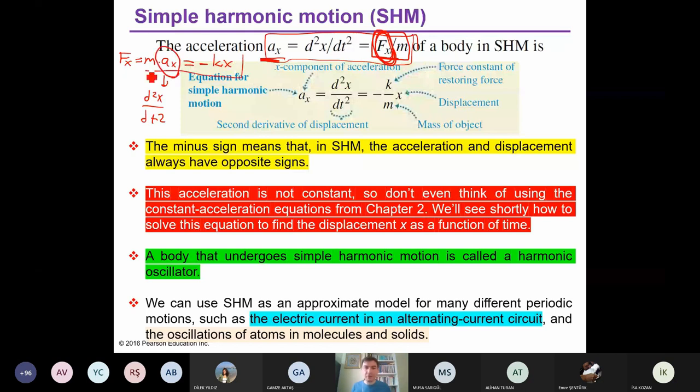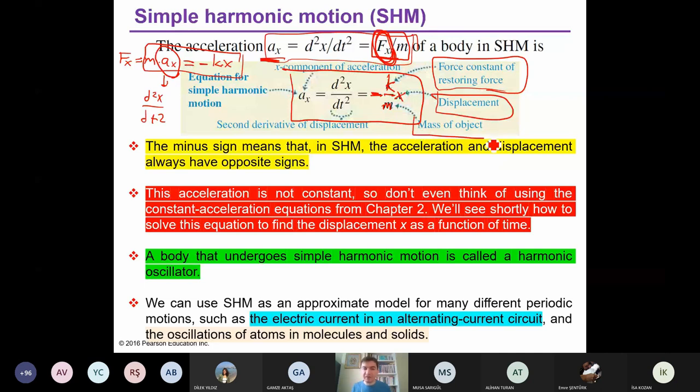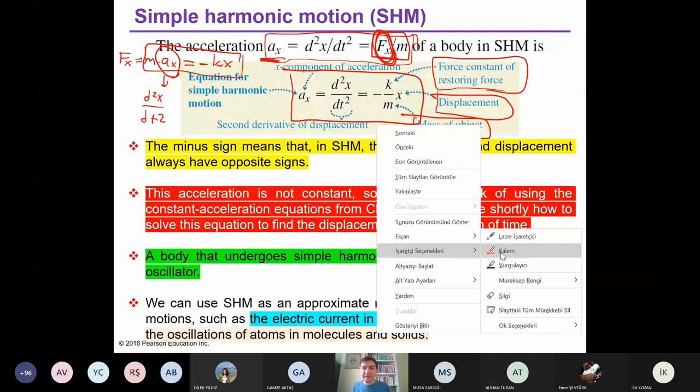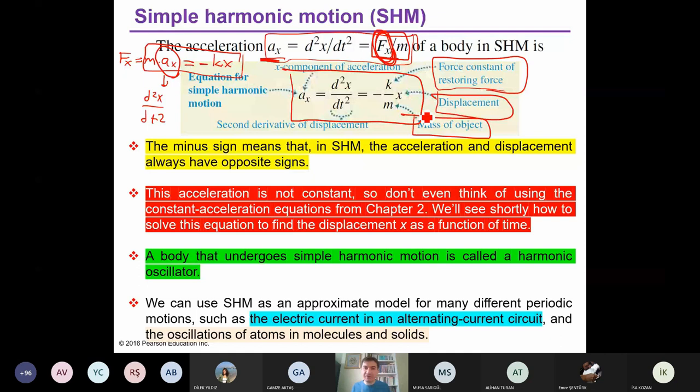ax equals minus k over m times x. Here k is the force constant of the restoring force, x is the displacement, and m is the mass of the object, the mass of the glider in this discussion. This is the relation between acceleration and displacement in simple harmonic motion. What do you see here? If the displacement x is positive, then the acceleration is in the negative direction, because in front of the x we have a negative sign. And if x is negative, then we have a positive ax. So these are the conditions and relations between the displacement and acceleration. I have already discussed this one. I have shown you here. So look at this one.